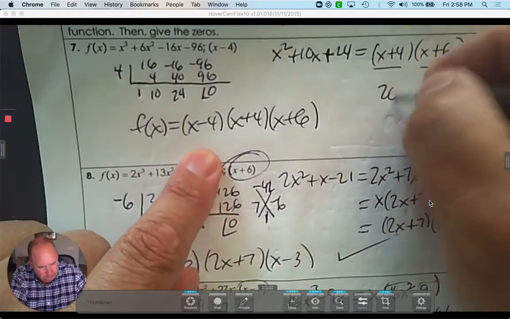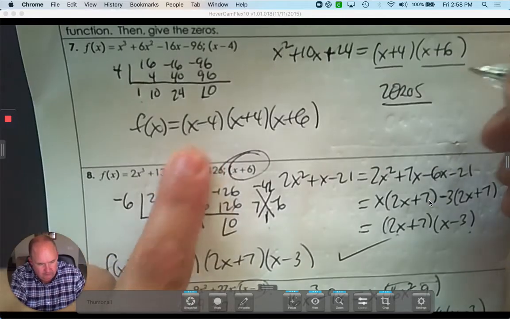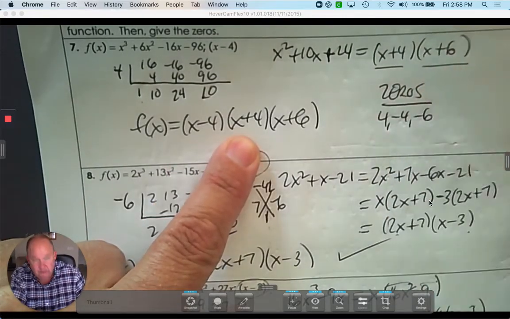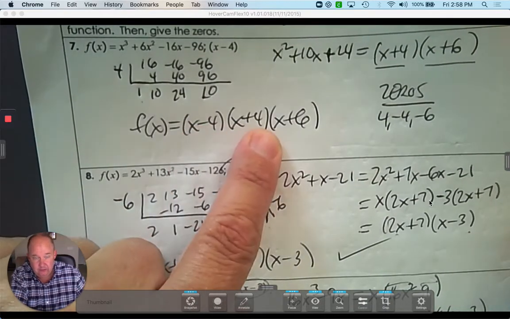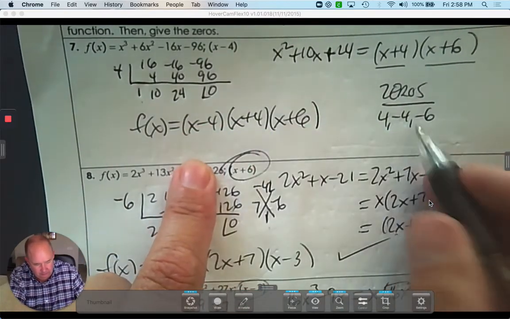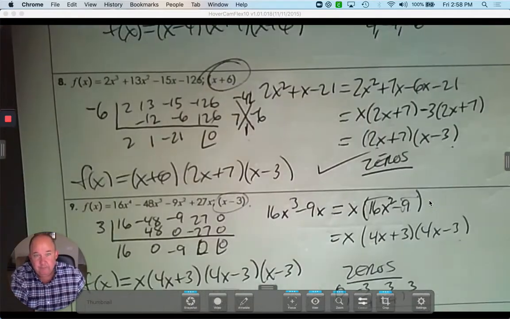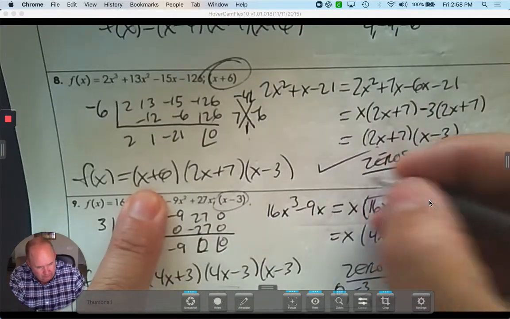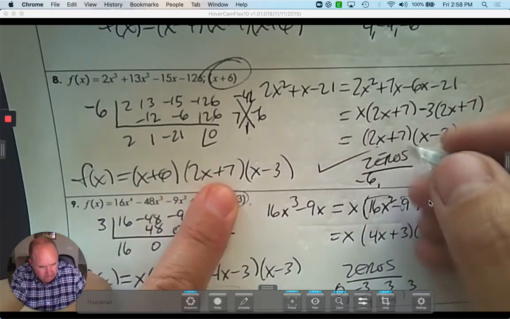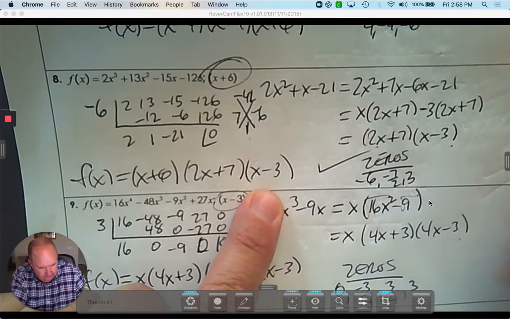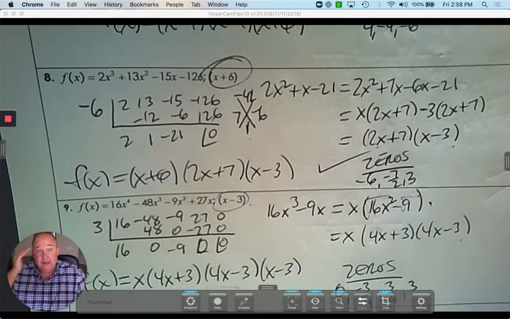So what are the zeros here? Make sure I do that one correct. That's positive 4, negative 4, and negative 6. So each factor, the inverse, are the zeros. So once it's factored, it should be easy. Here again, what's the inverse? Negative. So subtract 6. Here, subtract 7, divide by 2, add 3. So you have your zeros once it's factored.